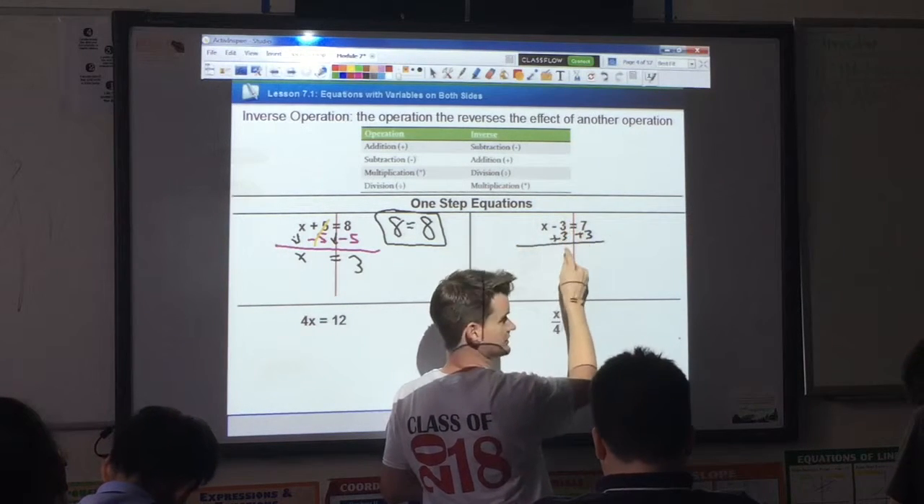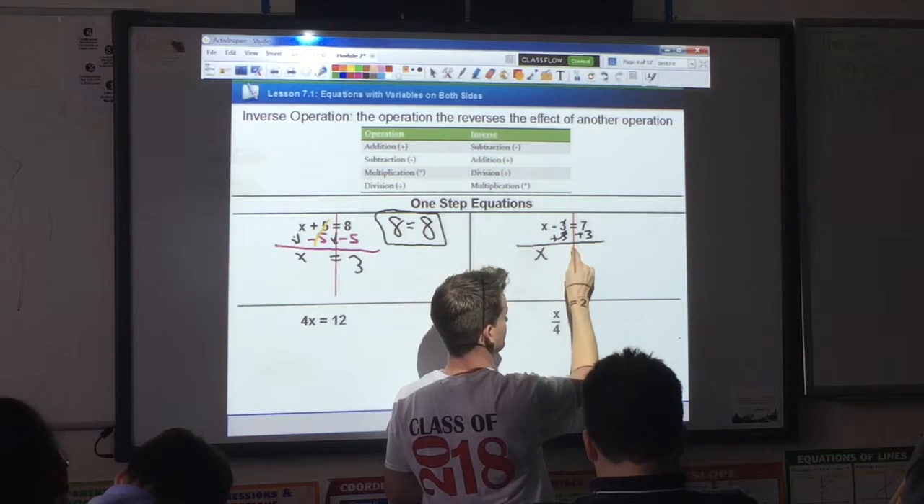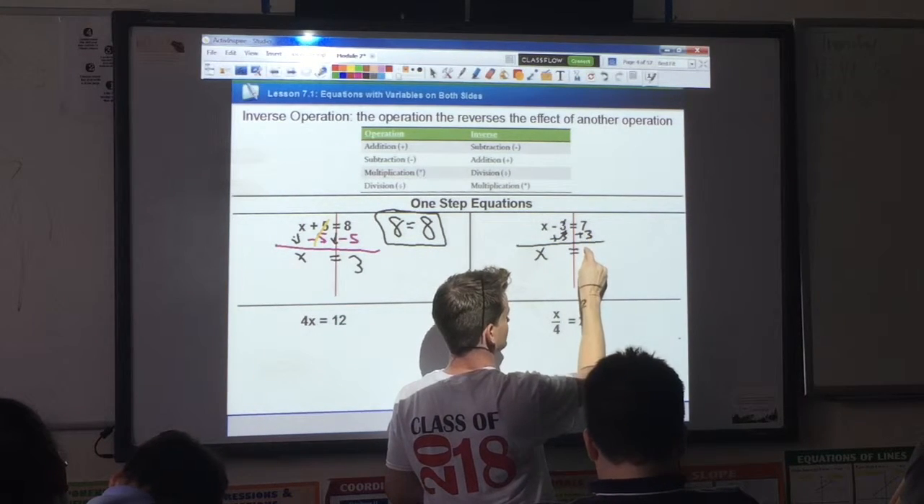What happens to these two 3s? They're going to cross out. They cross out, and then we work from left to right. We bring down the x, bring down the equal sign. 7 plus 3 is 10.